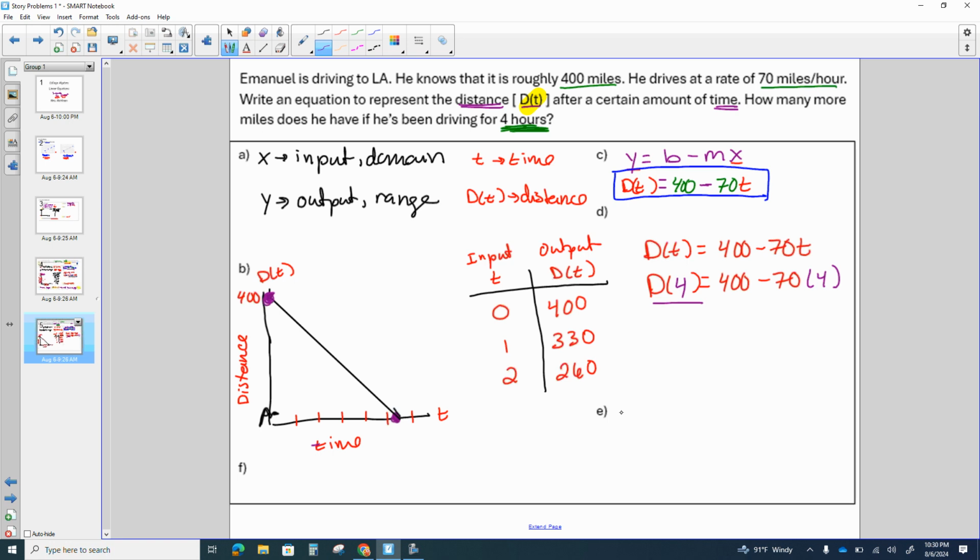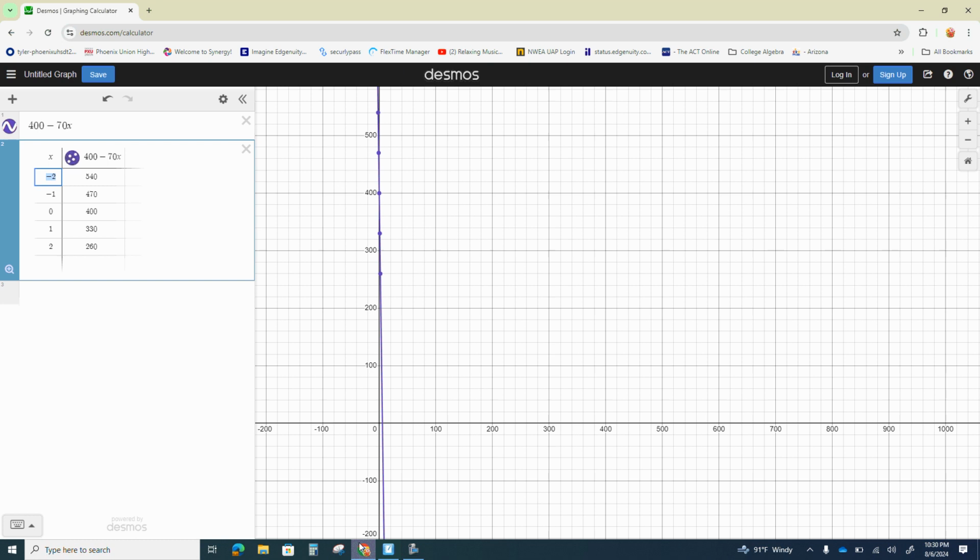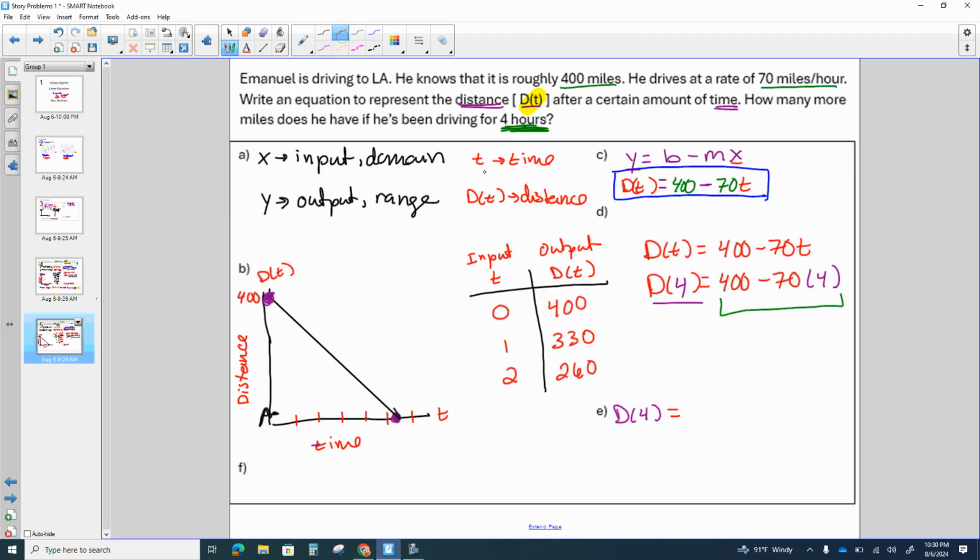This part is part of my answer. I don't need to worry about him. It's this other half that I will actually put into the calculator. So 400 minus 70 times 4. So I go over here, I just type in, grab this one, go 400 minus 70 after 4 hours. And I can see it gives me 120. I could have also put it in this graph, but 120. So I come over here and say 120. Notice I don't care what it is, I'm just giving the answer for E.